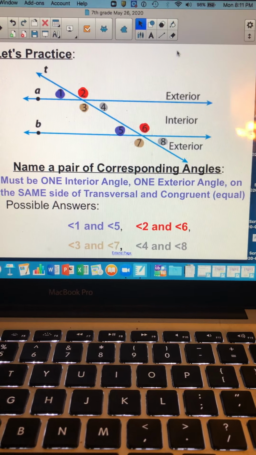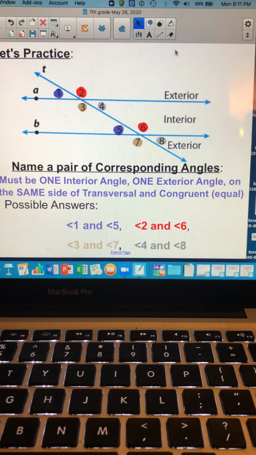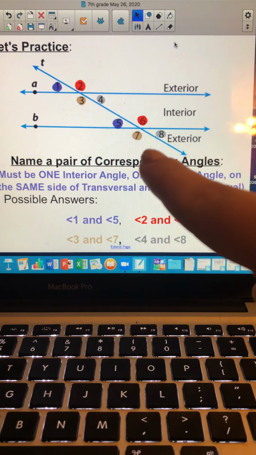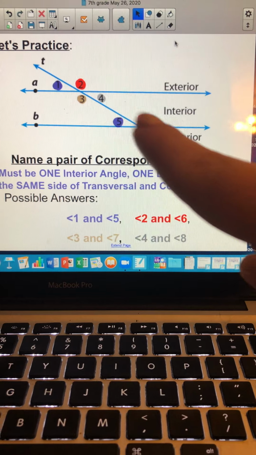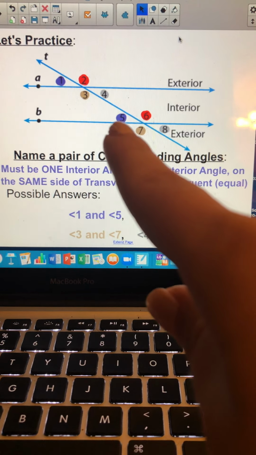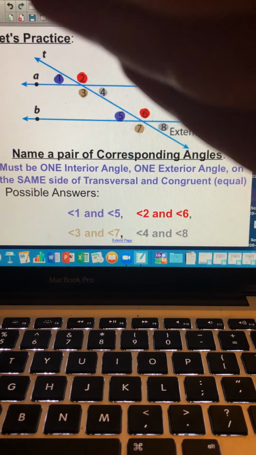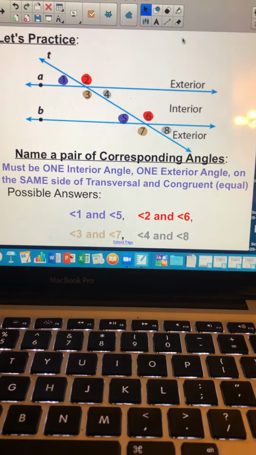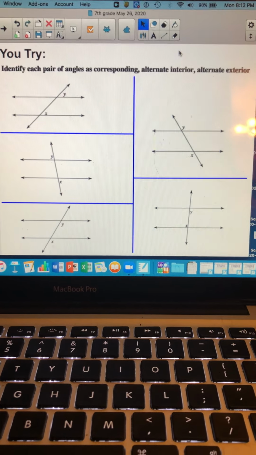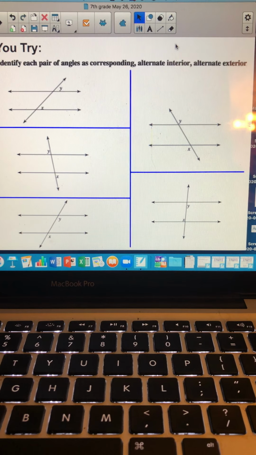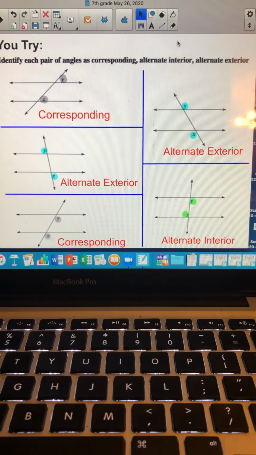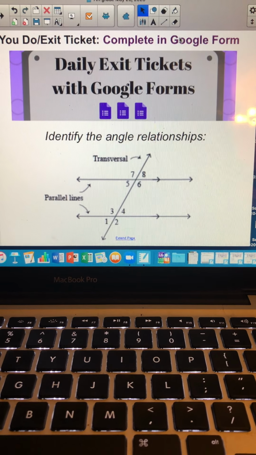Corresponding are the ones that slide. So again, I color coded them to make it a little bit easier for you to see. So 1 is corresponding to 5, 3 corresponding to 7, 2 corresponding to 6, and 4 corresponding to 8. Notice that every time one angle's inside, one angle's outside, they're on the same side of the transversal, they're not next to each other, and they are equal in measure. Okay, so then there's a couple for you to try to say if they are alternate interior, alternate exterior, corresponding. There are your answers. And then you have your exit ticket.